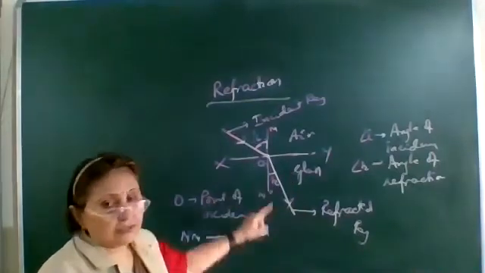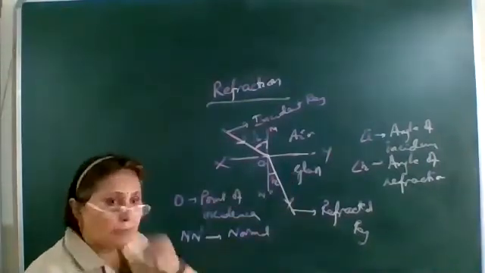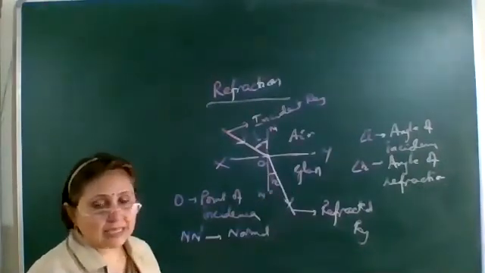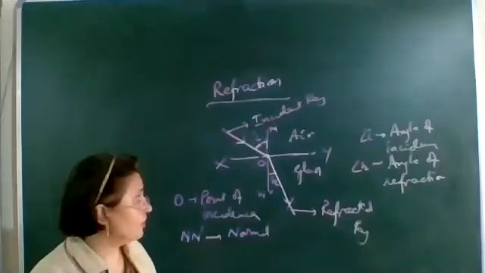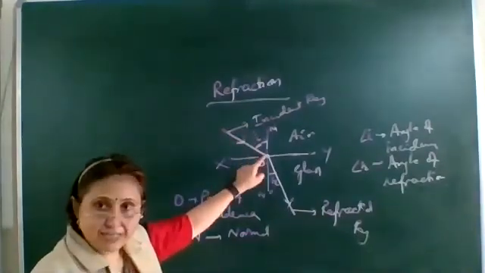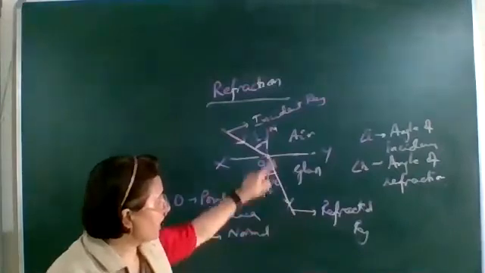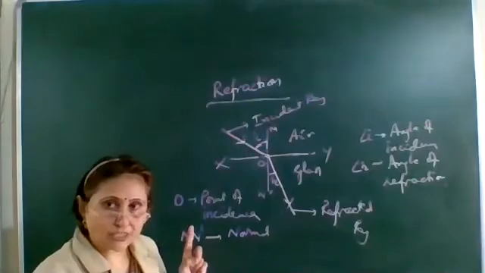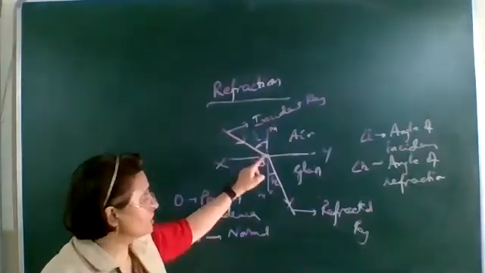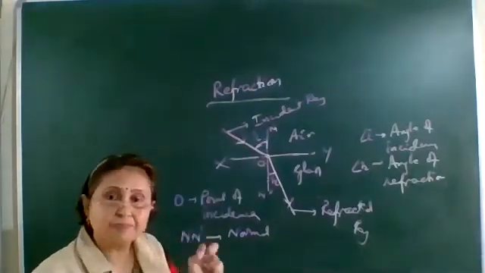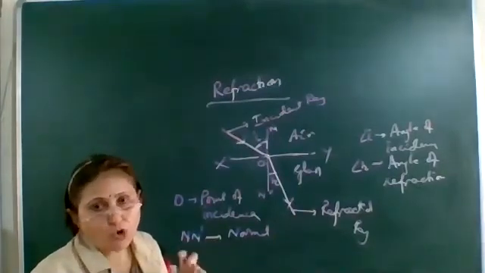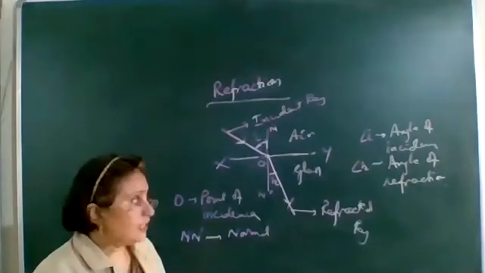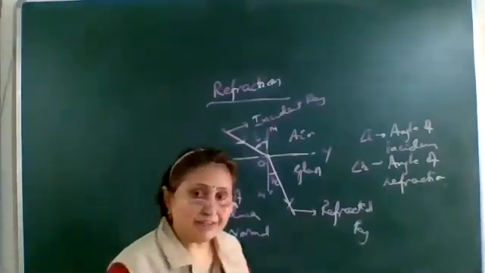Okay, and draw the figure. Mark all these angles: angle of incidence, angle of refraction. Three lines we have drawn here: incident ray, refracted ray, and this is the normal at the point of incidence. O is the point of incidence. Why? Because the ray is incident at this particular point O. So point O is called the point of incidence. Okay, draw the figure.